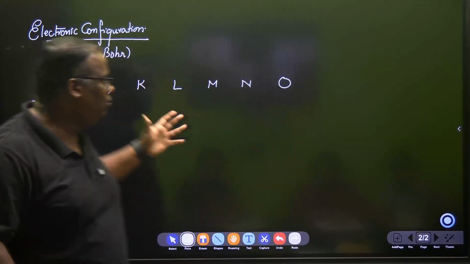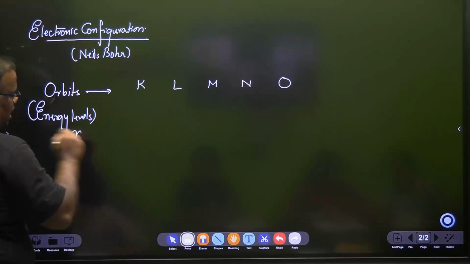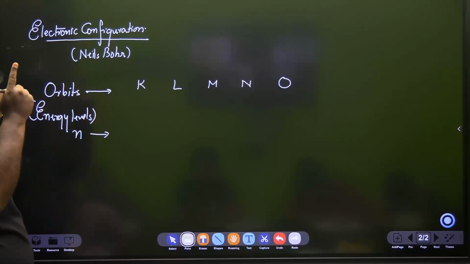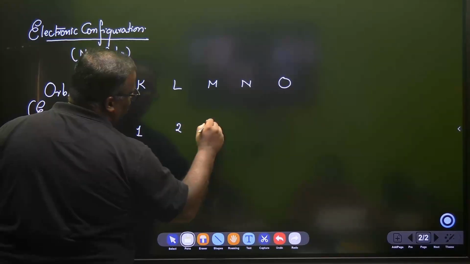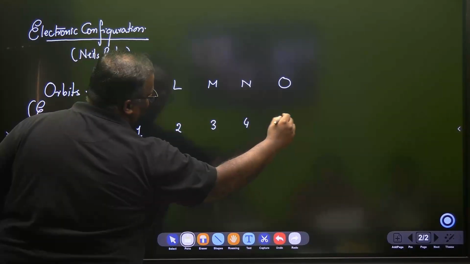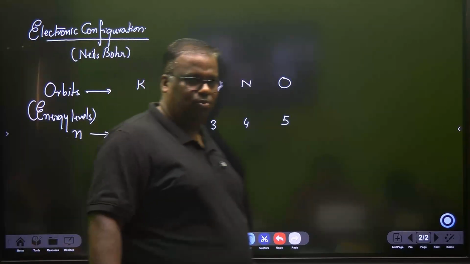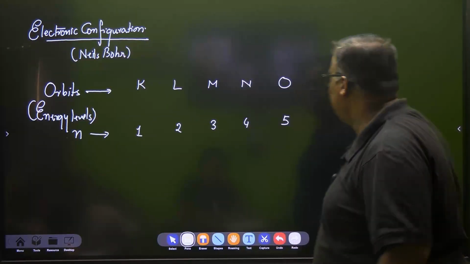Let's understand how the filling goes on. These orbits are given a value of n. There is an n value. Now this n is not the nth term n. The n value for K is 1, for L is 2, M is 3, N is 4, O is 5. Okay? Understood? Now we will see a law.